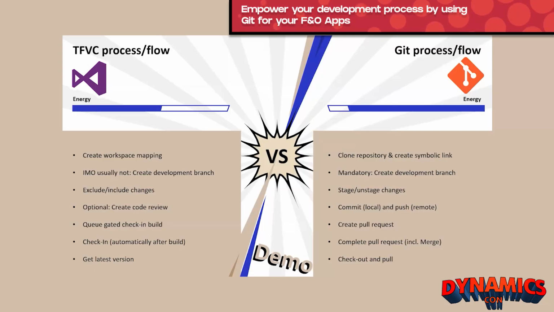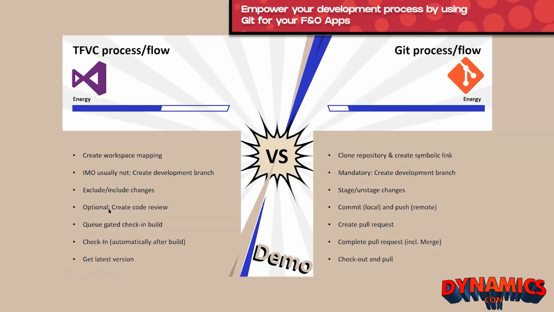A simple example: mapping the workspace is the equivalent to clone repository and create symbolic links. Before you start developing, you have to map your workspace. This one we have seen. Then with TFVC, normally you do not make a development branch for your developments. With Git, this one is mandatory. Then you exclude or include your changes after you change something. Here it is called stage and unstage.